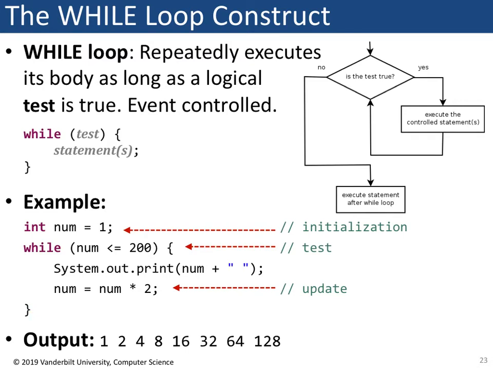While loops are a little more simple. We don't have to do the update and initialization. So if you want to initialize something, you have to do it yourself. If you want to update something, you have to do it yourself. Once we hit the end of the loop, we come back, we test again. Num is now 2. Is 2 less than or equal to 200? Yes, it is. So therefore we do the loop again. And we do that until we get to the number 256, at which point this becomes false, and the program pointer will jump to the statements immediately following the while loop.